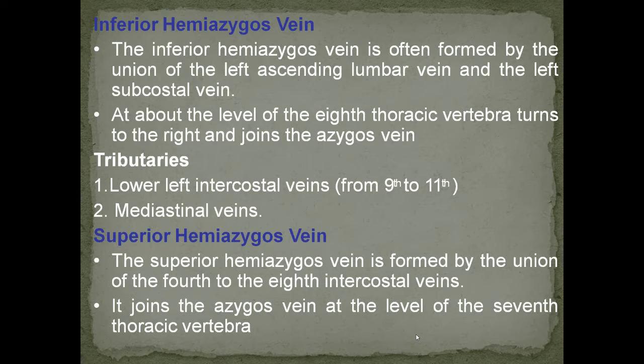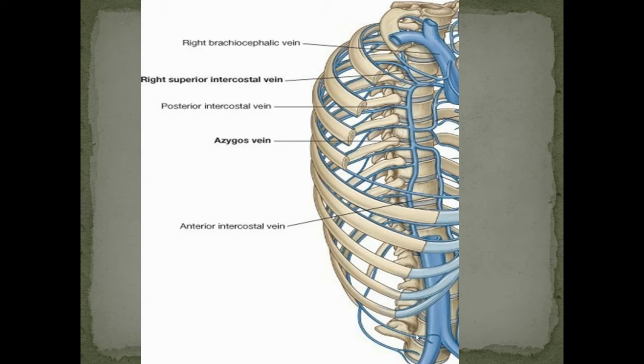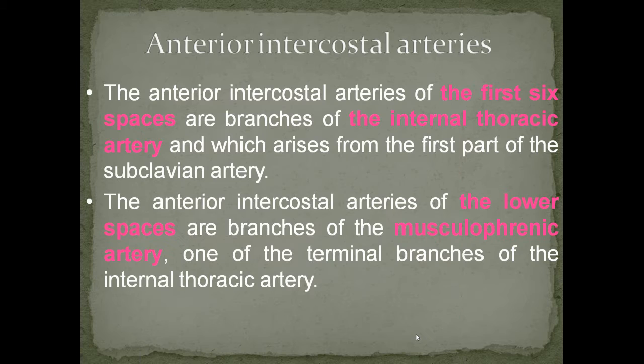Superior hemiazygos vein. The superior hemiazygos vein is formed by the union of the 4th to the 8th intercostal veins. It joins the azygos vein at the level of the 7th thoracic vertebra. You can see here the azygos vein and the right superior intercostal veins.